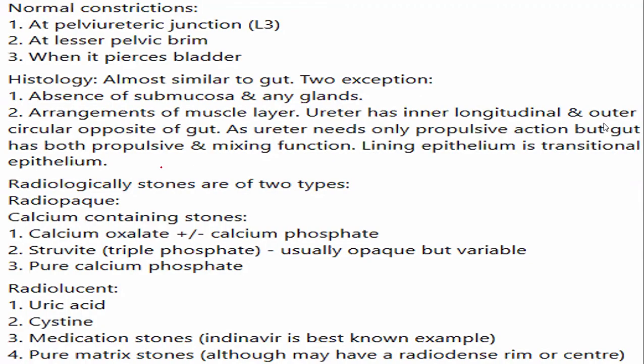So again, calcium-containing stones are calcium oxalates, the struvite or staghorn triple phosphate stone, or pure calcium phosphates. Radiolucent examples are uric acid, xanthine, and cystine stones. While those that are opaque are calcium oxalates, struvite, and pure calcium.